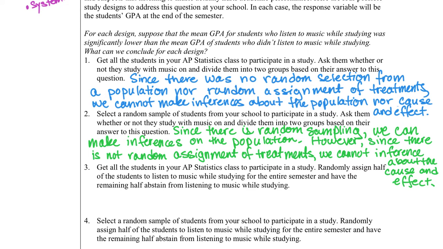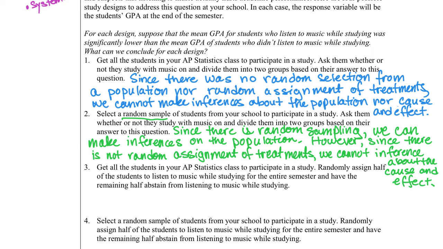So the wording on this one's a little bit awkward, but let's see if you have something similar. Since there is random sampling, it says right here, select a random sample, we can make inferences on the population. However, since there is not random assignment of treatments, we cannot make inferences about cause and effect. And this seems really odd. Why would we make inferences on the population if we don't have a cause and effect? What are we going to infer?